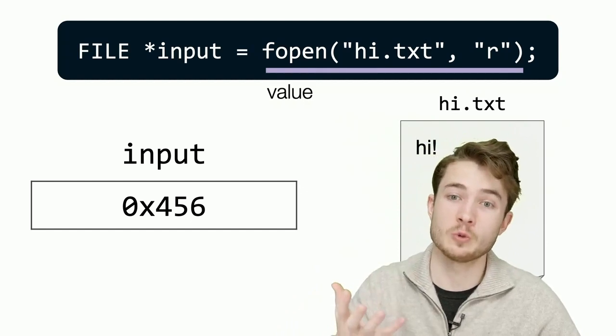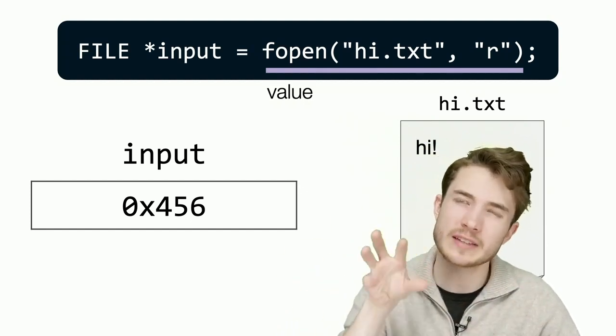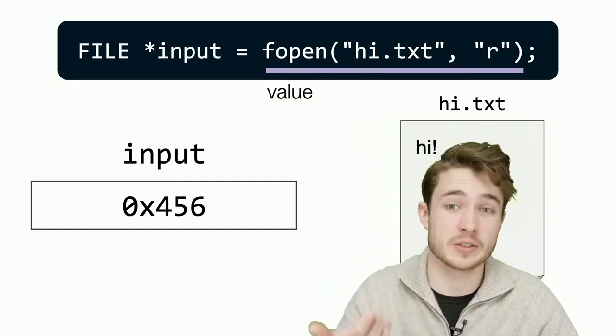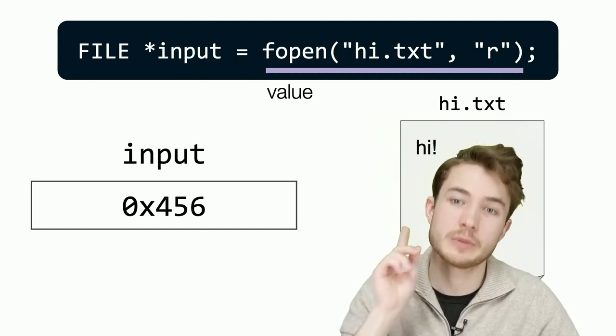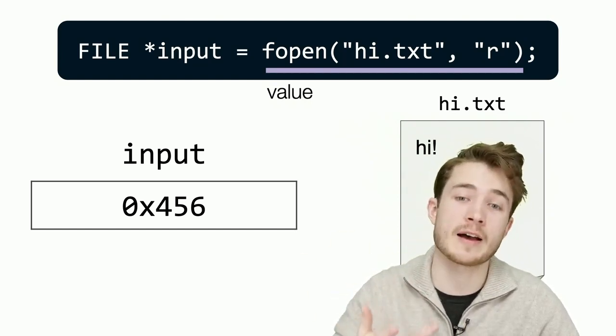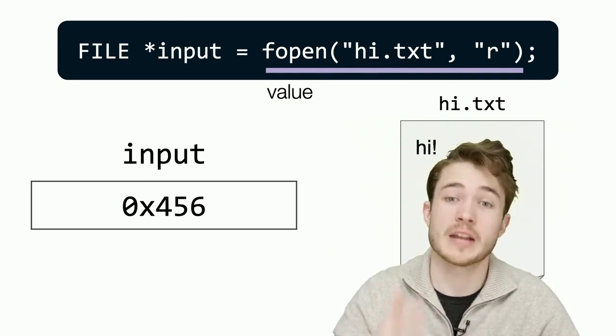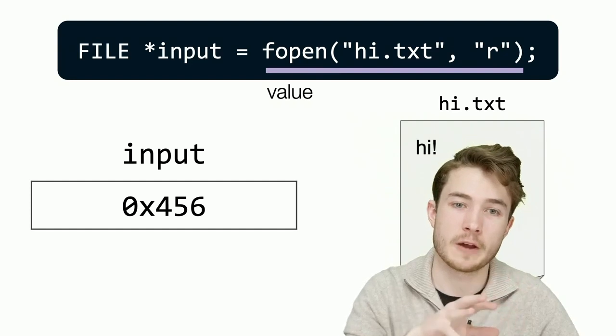Reading mode allows us to read data, to take data from the file, to really copy it, see what's inside of that file, but not add data to it. If we want to do that, we have to open it in writing mode, which is W. So we could say hi.txt, W if we wanted to open this file and add more data to it. But for now, we're just going to read data from it, take data, copy it into our program.